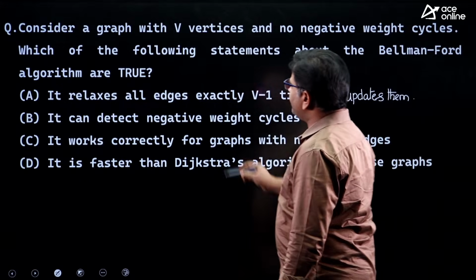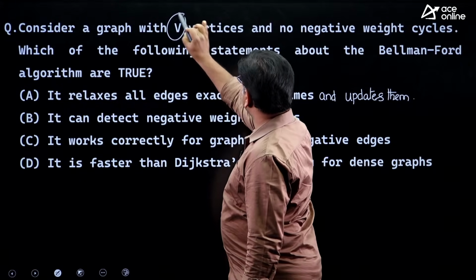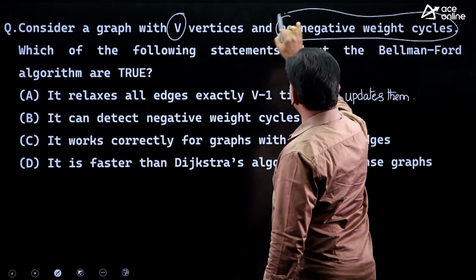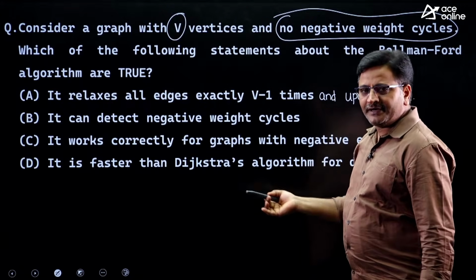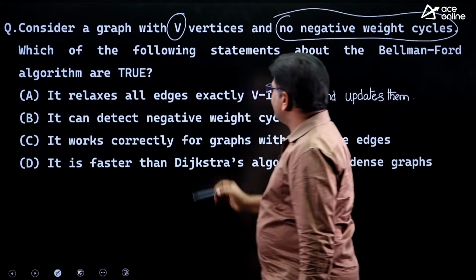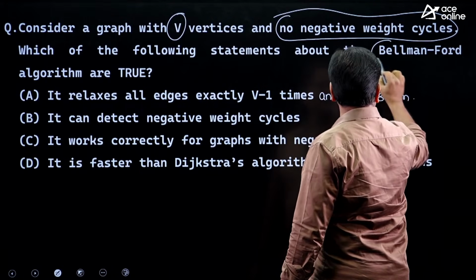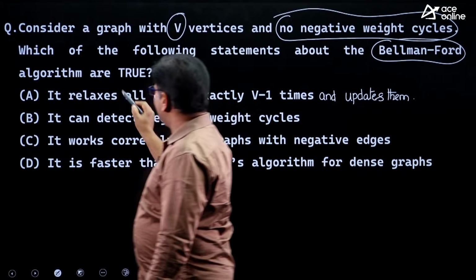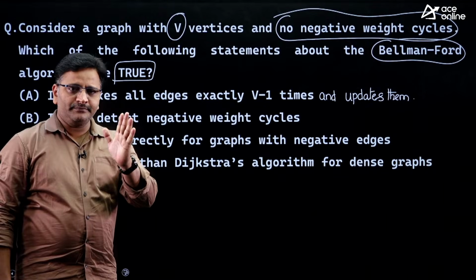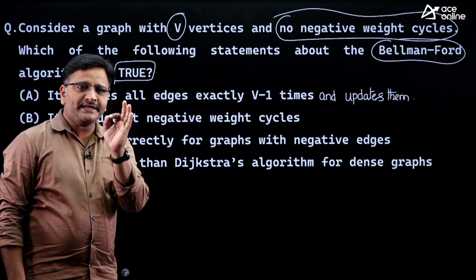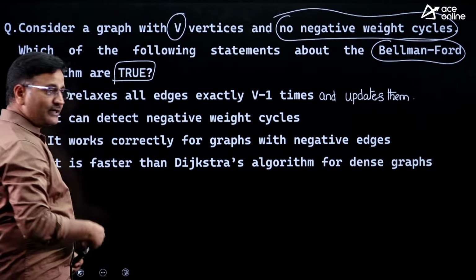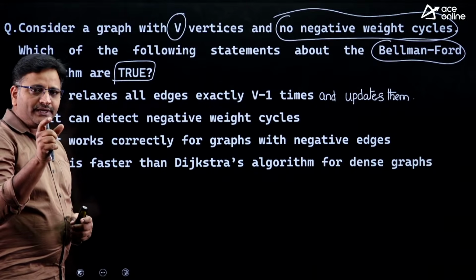Consider a graph with V vertices and no negative weight cycle. So already explained, if the graph is having a negative weight cycle, we cannot find shortest path distance. Okay, which of the following statements about the Bellman-Ford algorithm are true? You know that Bellman-Ford algorithm is exactly running V minus 1 times for every edge. Okay, so therefore that is called relaxation. Okay, so we are calling relax code.